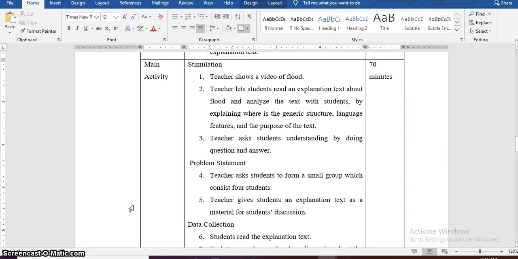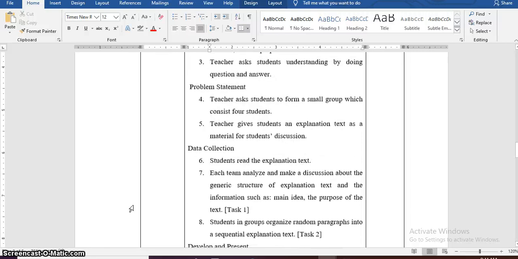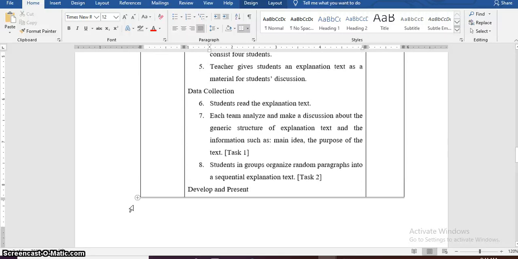The next step is problem statement. In problem statement, the teacher asks students to form small groups of 4 students. After that, the teacher gives students an explanation text as material for their discussion. The next step is data collection.